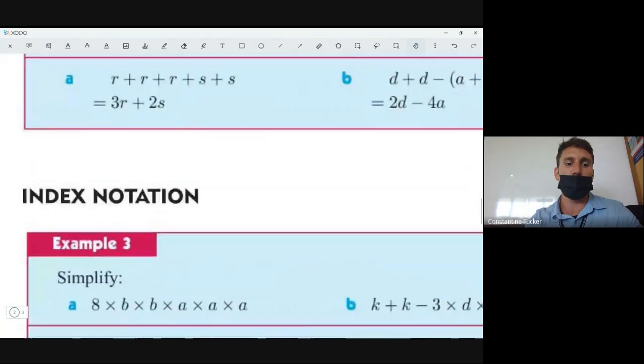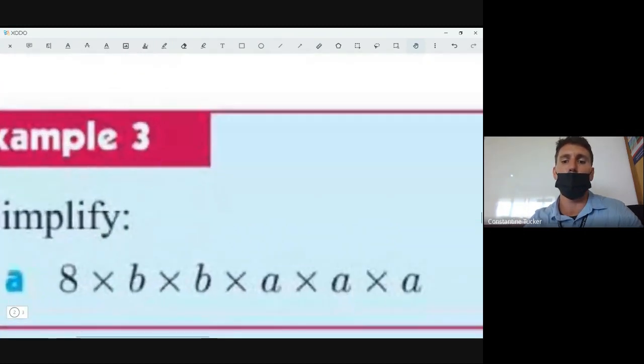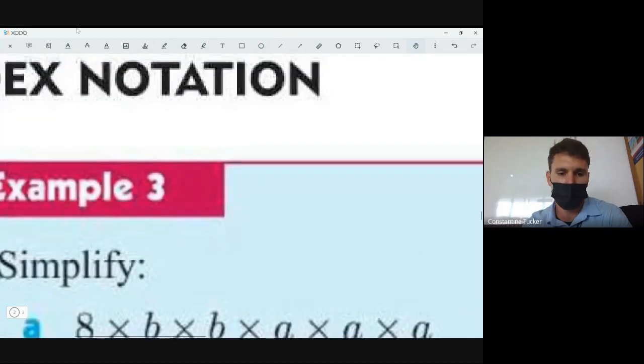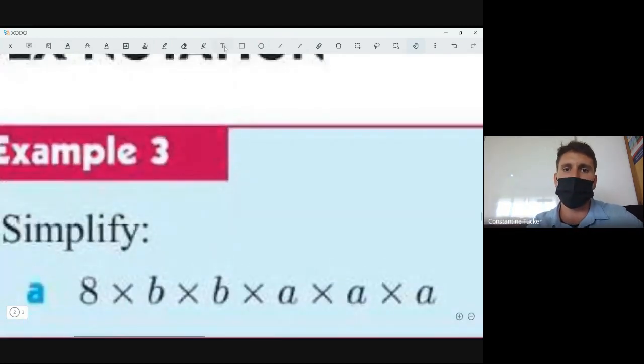Okay, now we're talking about powers. No, not about powers. Gosh, is that little trick I mentioned before? Let's see if anyone remembers it. So how could I rewrite B times B?